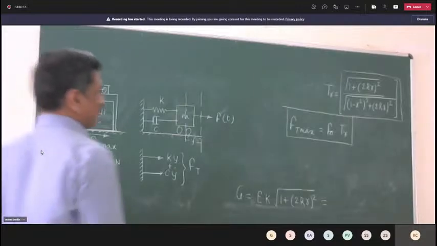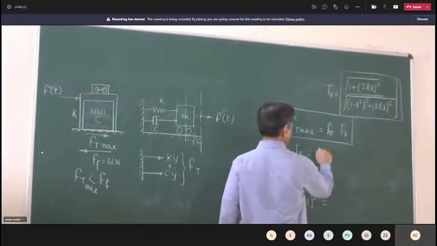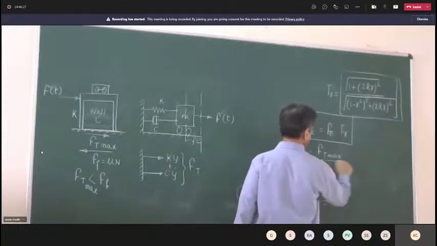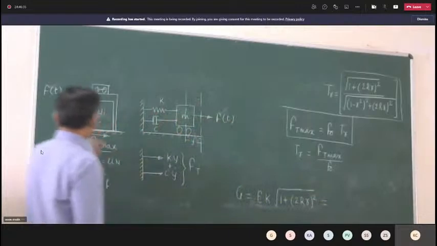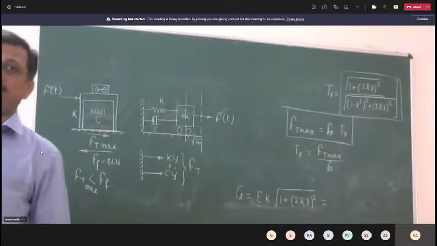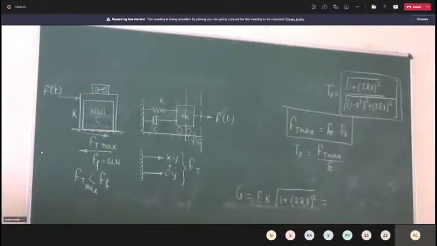If I want to define transmissibility, I can define it like this. Transmissibility is Ft max upon F0. Maximum force transmitted to foundation divided by amplitude of external force. Right? So transmissibility is defined as the ratio of maximum force transmitted to foundation to the amplitude of external force exerted by the machine.